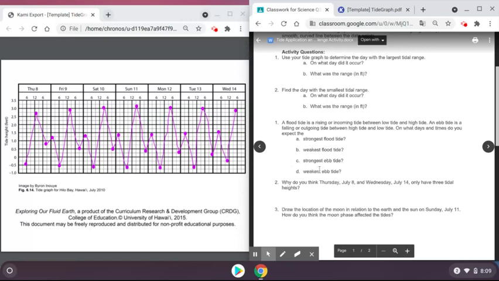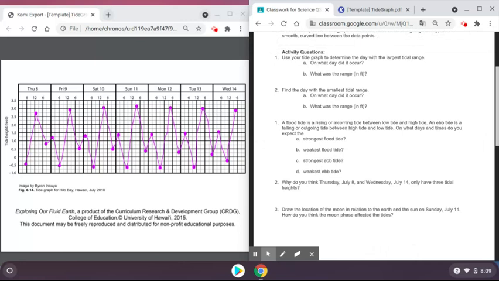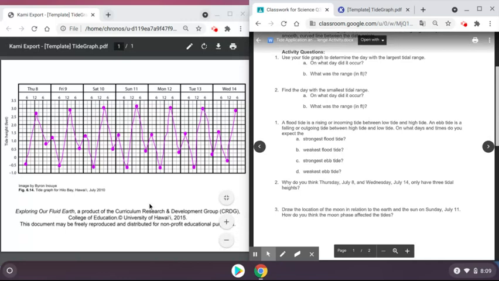C, when do you think we see the strongest ebb tide? And remember, ebb tide is when it goes out. So we're looking at the biggest motion away. So I would look between these two here, between Sunday and Monday. And you may need to look at your data points, but I would go here because this is going to be a special date.